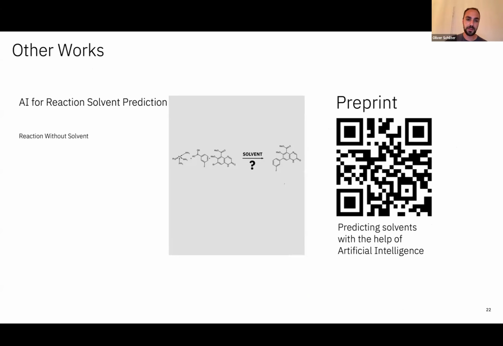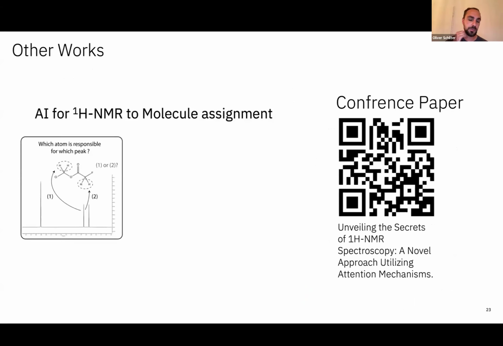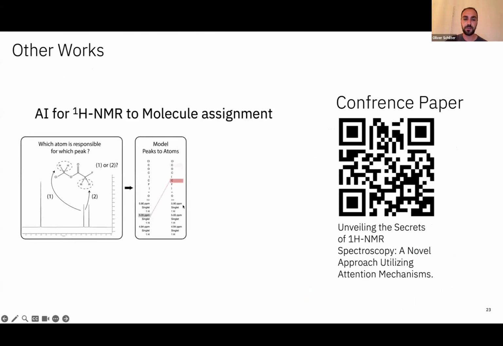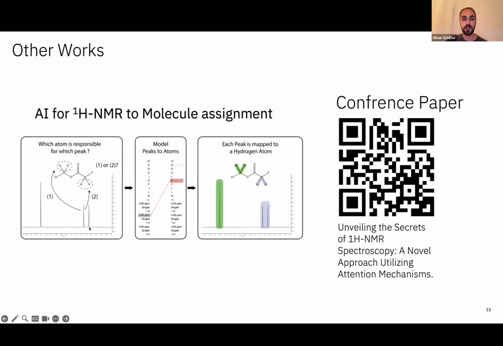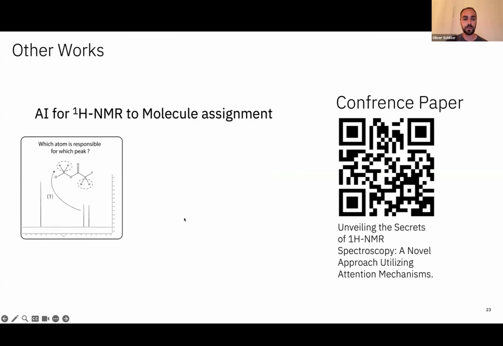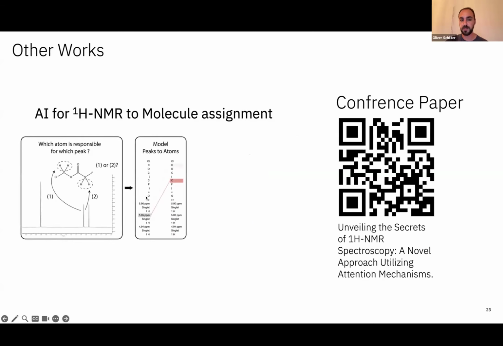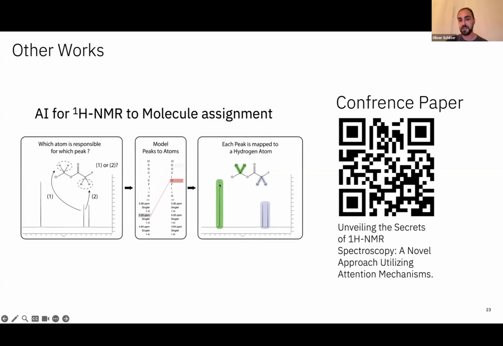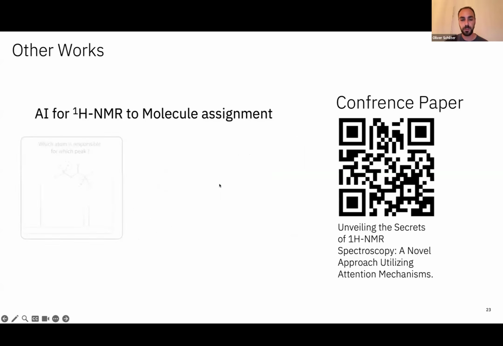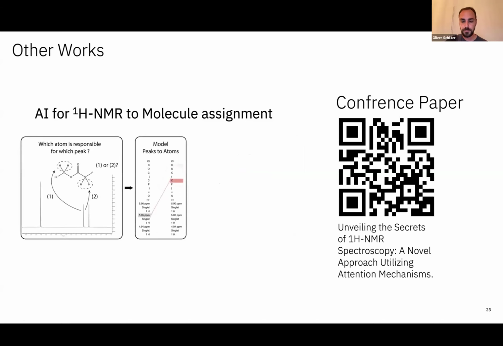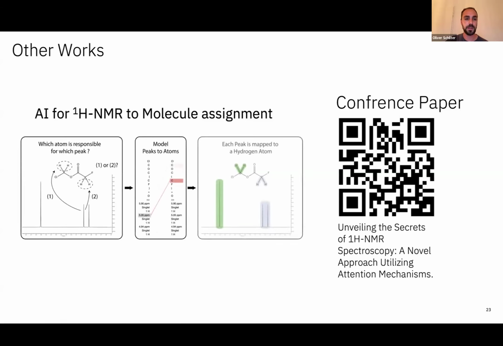Then some other work I did, I go through here in rapid fire mode. I predicted the solvent of reactions using BERT models and experimentally validated them. The preprint is out for this as well and is currently under submission. Then at last NeurIPS, I looked at the attention heads of a transformer model to see if they connect the spectra peaks with the molecular structure, and this actually works in 1H NMR. So you can see which part of the molecule is responsible for which part of the spectrum. Here also the QR code for the paper on the right.